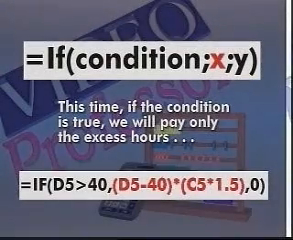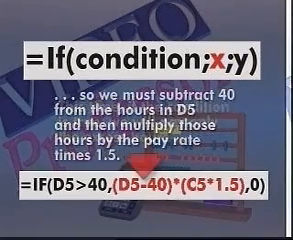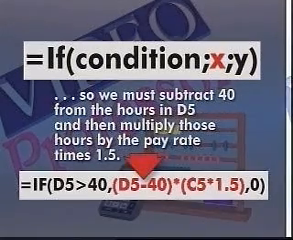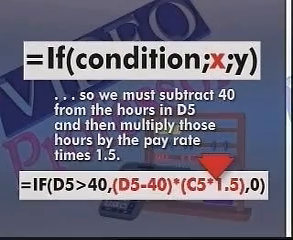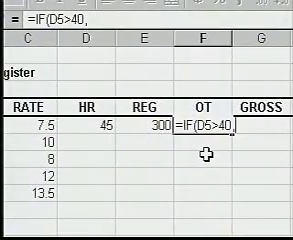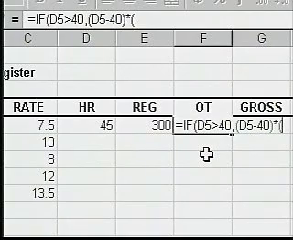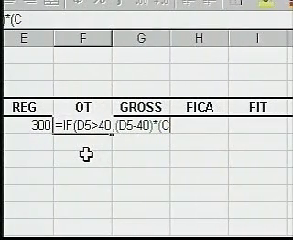This time, if the condition is true, we will pay only the excess hours. So we must subtract 40 from the hours in D5 and then multiply those hours by the pay rate times 1.5. This gives the time and a half pay premium. Type an open parentheses, then D5, a minus sign, 40, and a close parentheses. Now type an asterisk and another open parentheses, then type C5 for the rate cell, another asterisk, 1.5, a close parentheses, and finish it with a comma.